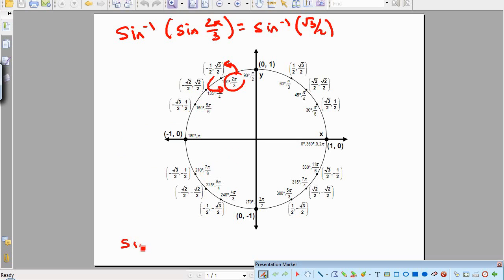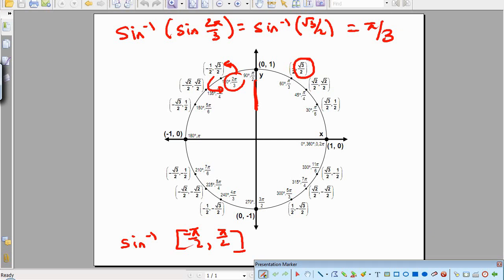But sine inverse doesn't have the same range. Its range stops at pi over 2, so you don't get to cross this line here. Actually, the range for sine inverse falls between negative pi over 2 and pi over 2. So you don't get 2 pi over 3 out. You've got to find another angle that has radical 3 over 2. That happens to be at pi over 3. And so in this case, pi over 3 is your answer.